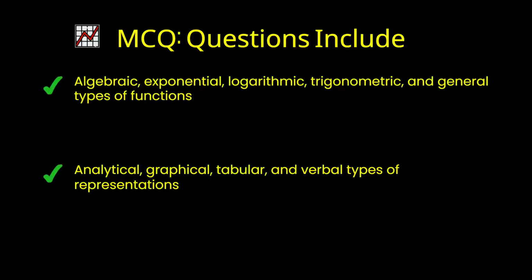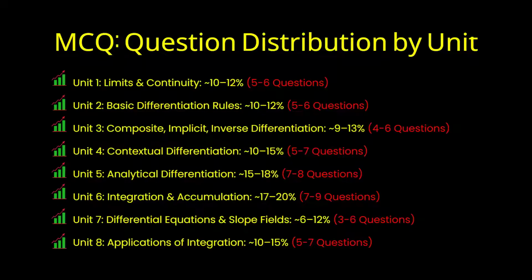Multiple choice questions are going to include algebraic, exponential, logarithmic, trigonometric, and general types of functions, as well as analytical, graphical, tabular, and verbal representations of problems. The multiple choice question distribution is not even for each unit. Now you'll see the 8 units here, and each unit has a percentage range of the exam. So for example, limits and continuity takes about 10 to 12% of the exam, which consists of 5 or 6 questions. Since the question types, weighting, and scoring remain fairly consistent each year, this breakdown is going to help you prioritize the most heavily tested topics.